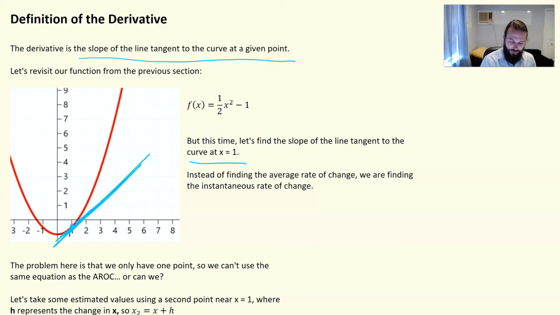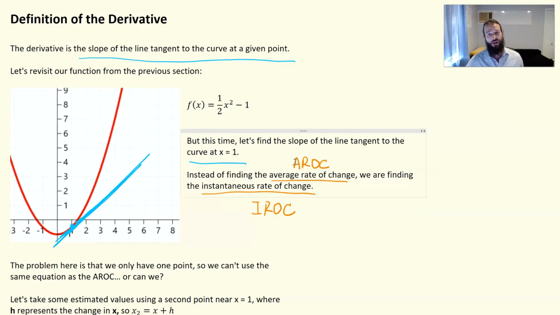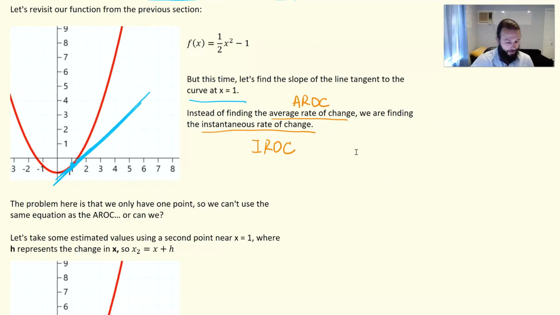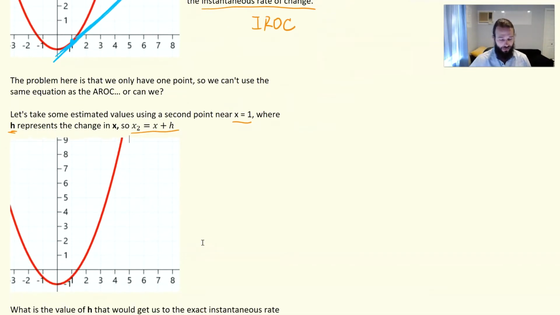Instead of finding the average rate of change, then, we are looking for the instantaneous rate of change, which I'll refer to here as IROC, whereas average rate of change was AROC. But since we only have 1 point, we can't take the slope at just 1 point. So what can we do? Well, let's start by taking a second point near x equals 1, where h will represent the change in x between the 2 points. So the second x is going to be x plus h. And you may use delta x. You could use a, I've seen. But h seems to be the most common in calc textbooks, so we're going to maintain it that way.